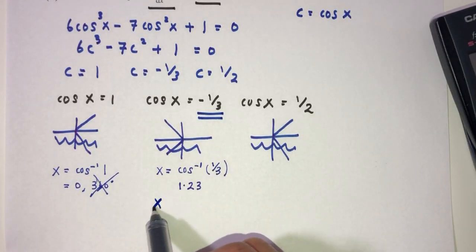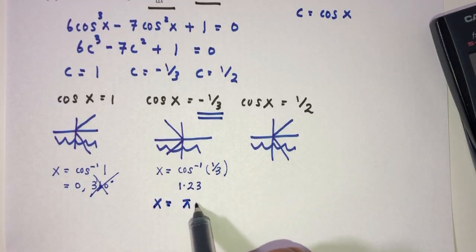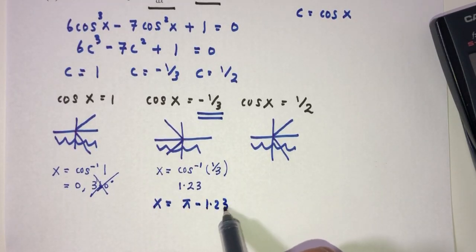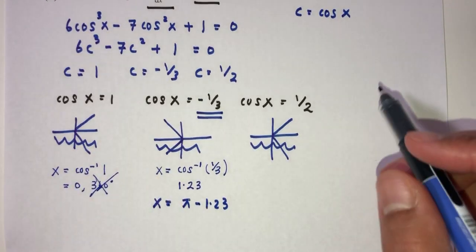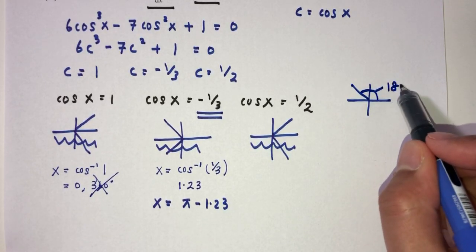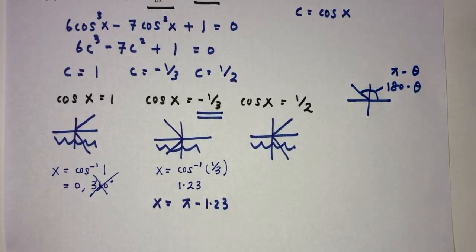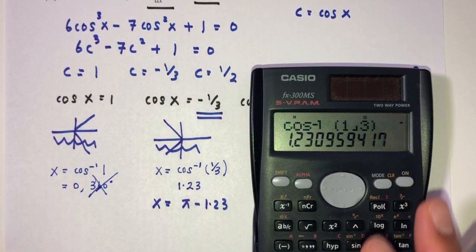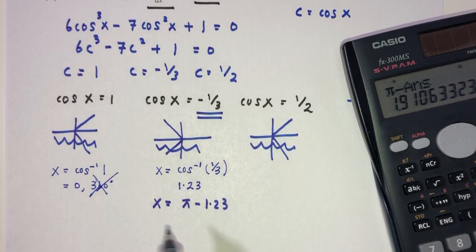So x is actually, based on this one, it will be pi minus 1.23, because it has to be in the second quadrant. You have to know, whenever the value is in the second quadrant, it has to be 180 minus the angle, or pi minus the angle. So same thing here. You will have this pi minus the angle. That will be 1.91.